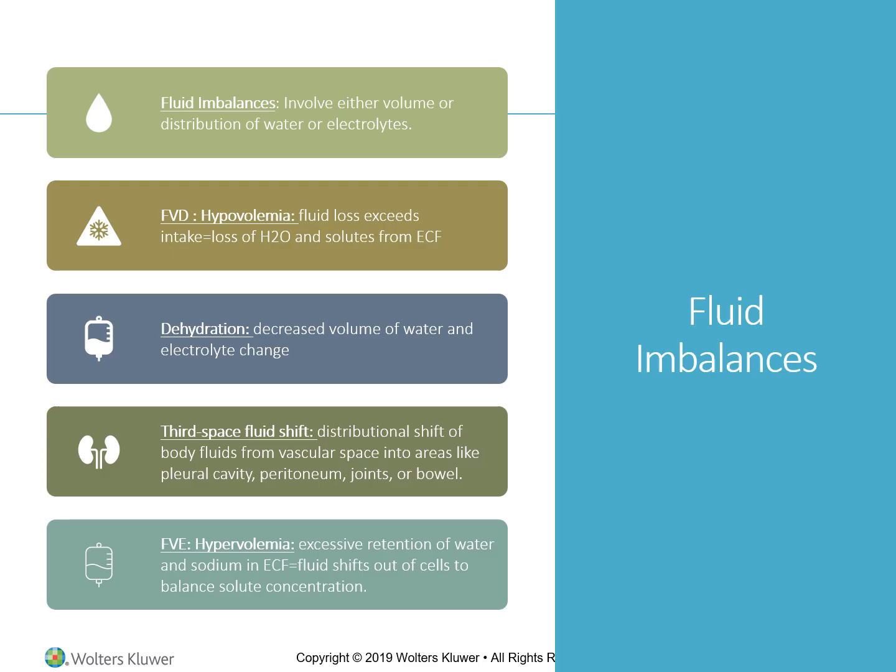Third space fluid shifts can occur, which means that the fluid has moved from the vascular space into areas like the pleural cavity, peritoneum, joints, or bowel spaces, where it becomes trapped and unavailable for normal use. Causes include decreased albumin, excess IV fluids, heart or liver failure, burns, trauma, or surgery. Unlike fluid volume deficit, weight loss may not be apparent and the fluid loss is not measurable.